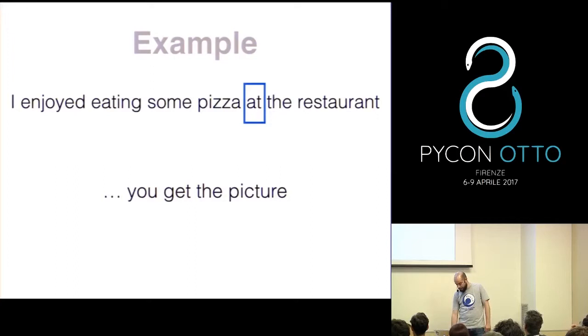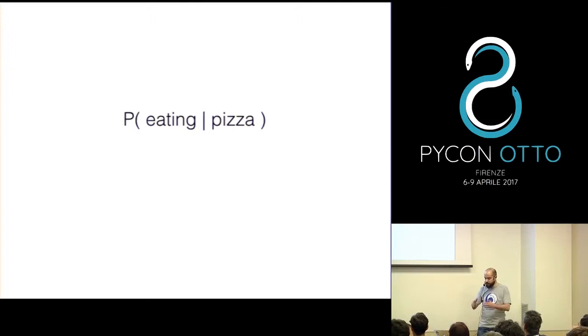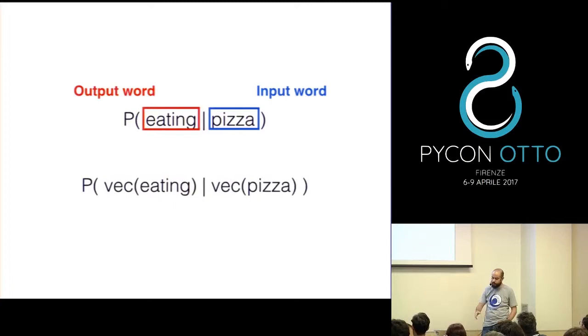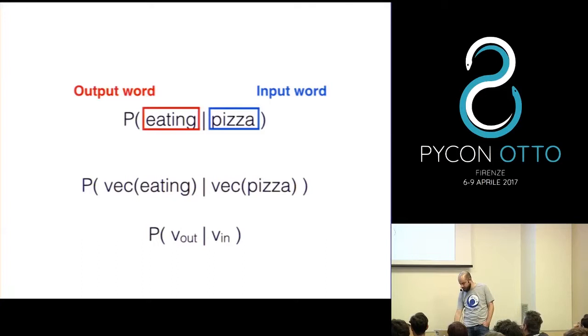I mentioned these probabilities, this conditional probability of a context given a focus word, and we haven't defined the probability yet, so there are some question marks here. What's going on with the probability? Now, to generalize, we call the focus word also input word, and the context word the output word. We want the probabilities to be dependent on the vectors, so we can redefine the probabilities in this way: probability of observing the vector for a word given the vector for the focus word. So in the general case, we essentially rewrite the probability as probability of output vector given the input vector. This is just to generalize the case. And we still haven't defined it.